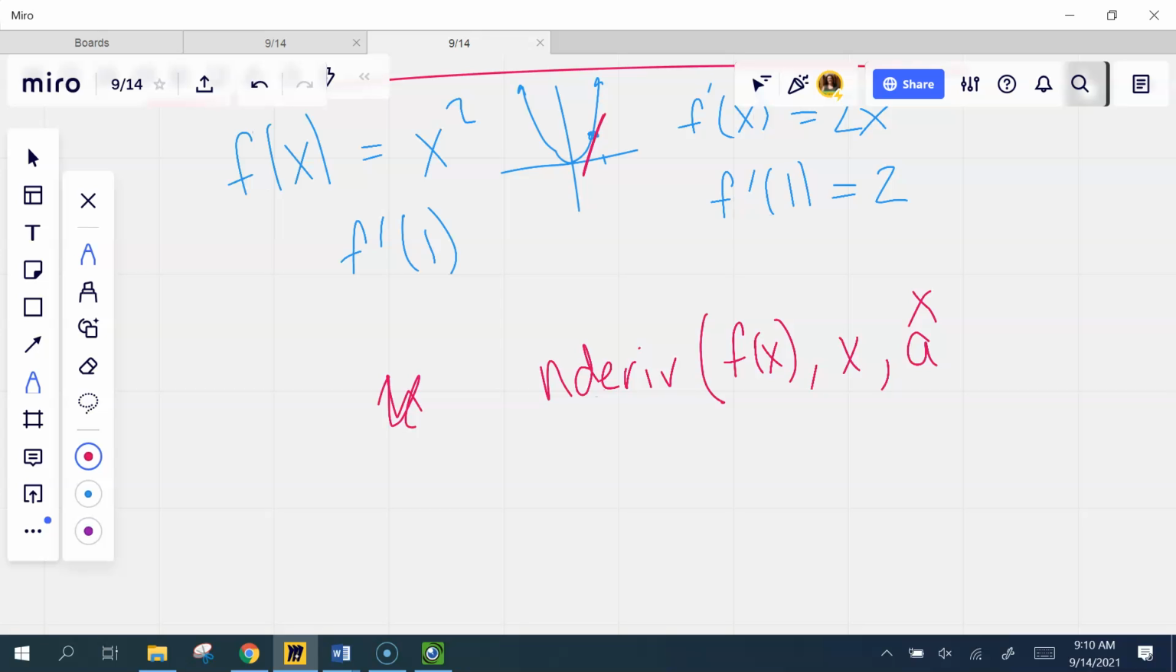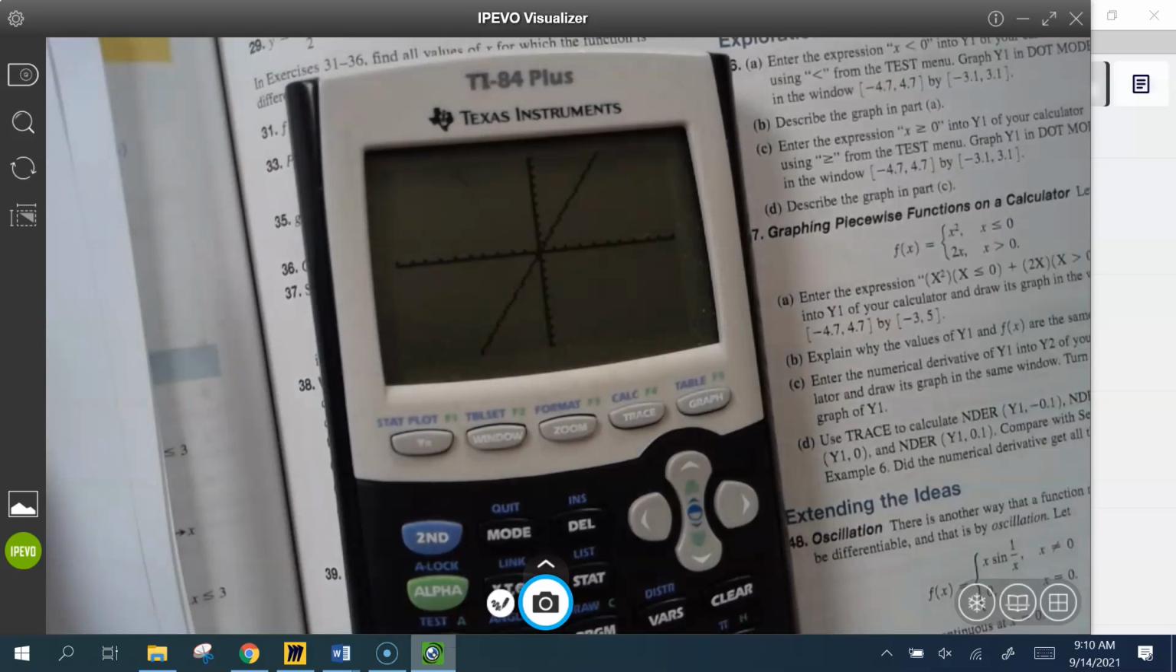Wait, can you go back to the graph? That's the derivative of x squared. It graphs the derivative. That's so cool. I graphed the x squared, and then I just did x, comma, x. That's exactly right. That is the derivative of x squared. Because remember, the derivative of a parabola is a line.